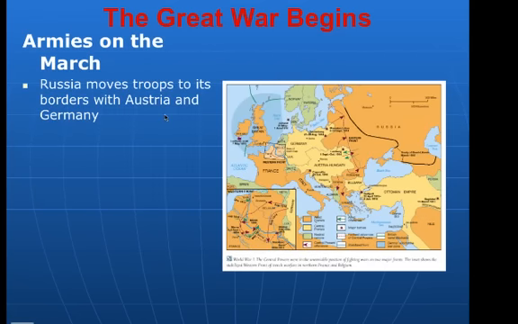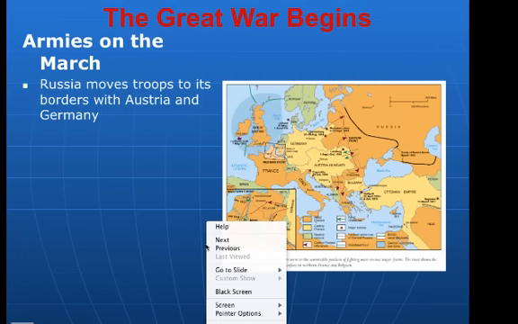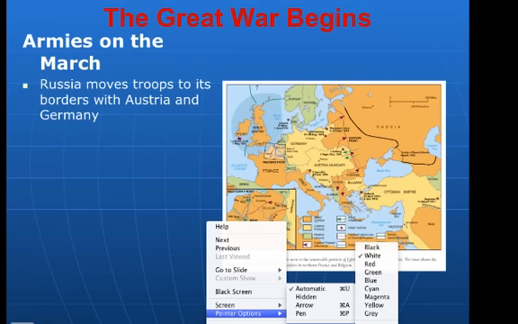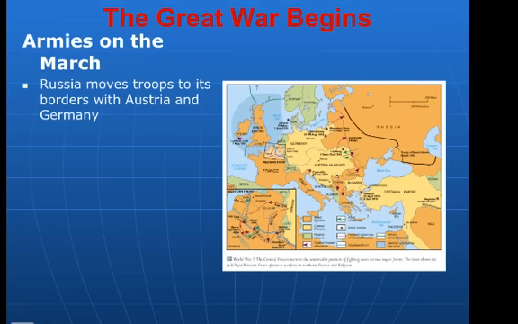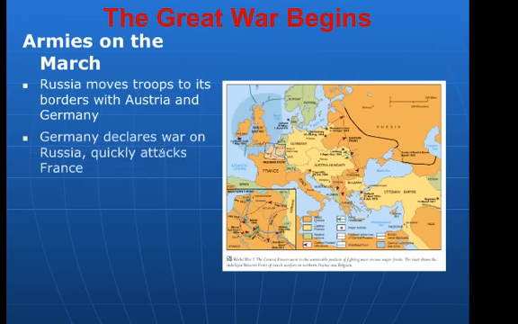Alright, so the Great War begins. Armies on the march. Austria-Hungary is being aggressive towards Serbia. You can see that down here with everything that's gone on with Archduke Franz Ferdinand. So now Russia starts marching its troops to the borders of Germany and Austria-Hungary.